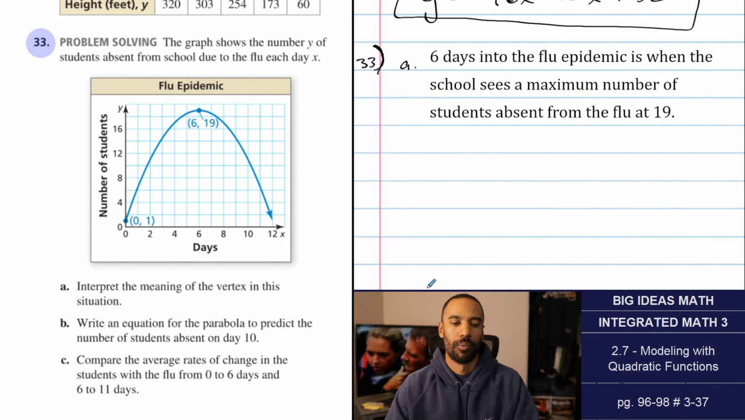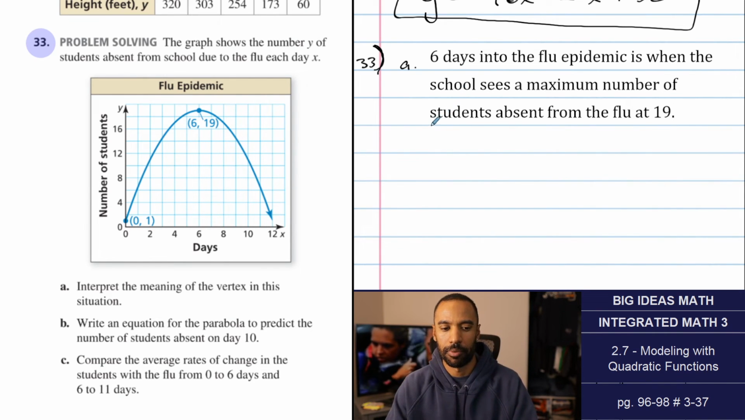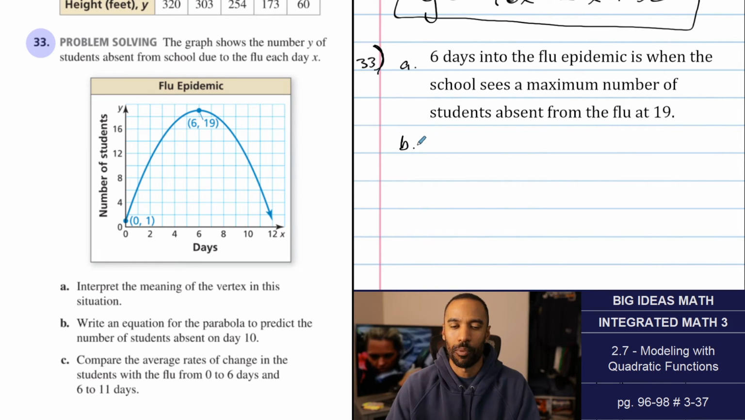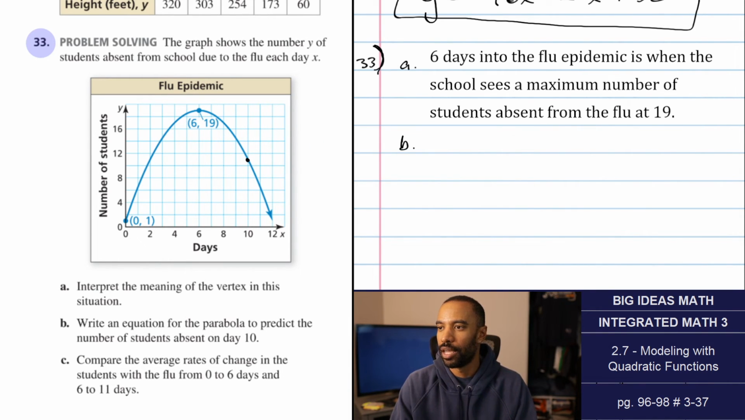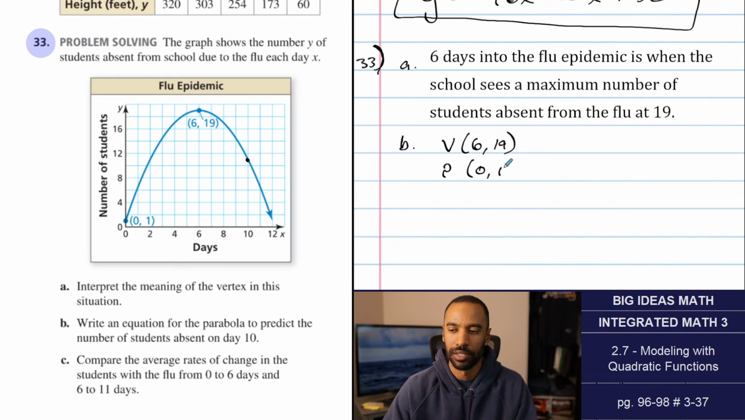Part B. Write an equation for the parabola to predict the number of students absent on day 10. Now we can look at the model for day 10 absences, and it's going to be somewhere about probably 11 students. That's probably what I'm looking at there. But we're going to go ahead and use this vertex form stuff for this. So we've got a vertex of (6, 19). We've got a point on here that is (0, 1). And we're going to substitute those in.